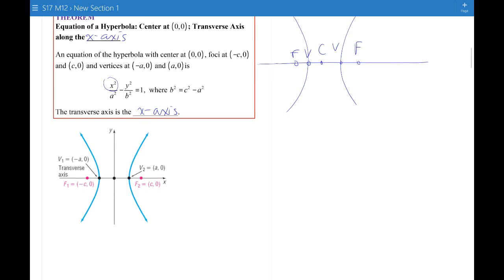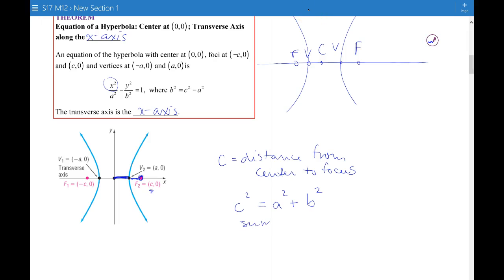So now I want you to notice that we have a little c again, and c is still the distance from center to focus. It's the same definition. But now see how the focus point needs to be inside the hyperbola. So if the vertex and c were the same number, c squared would equal a squared. But the focus needs to be farther away, so it's going to be plus b squared. So see how this is the sum of the denominators.